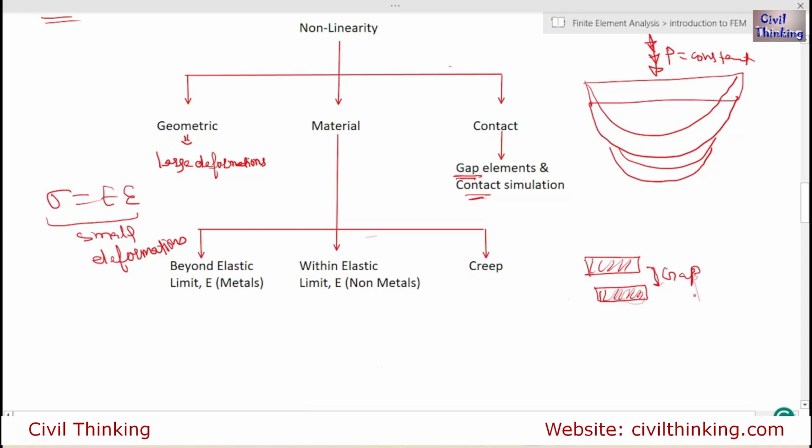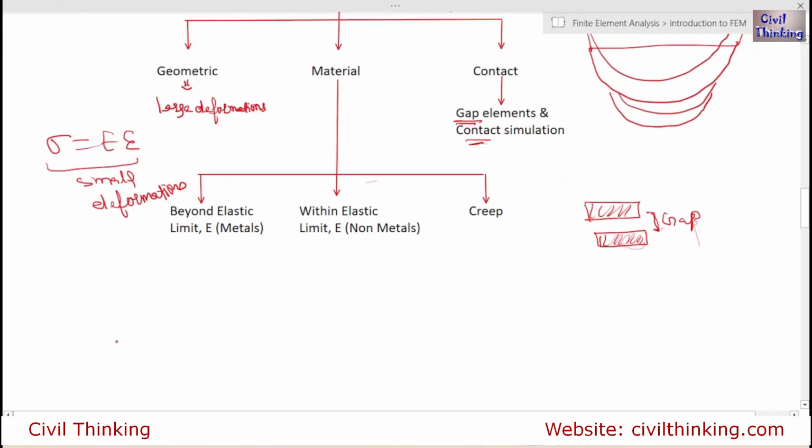Now this gap is also under non-linear analysis. Why? Let me illustrate it with the help of an example. For example, you have a beam. Here is a support, but we have a gap here, and here is a support which is in contact. Because we have a gap and we have contact.